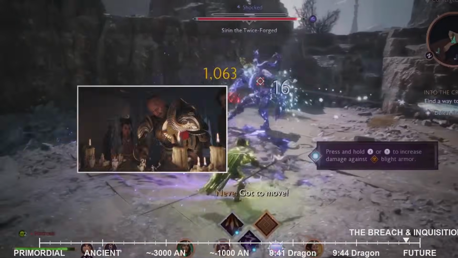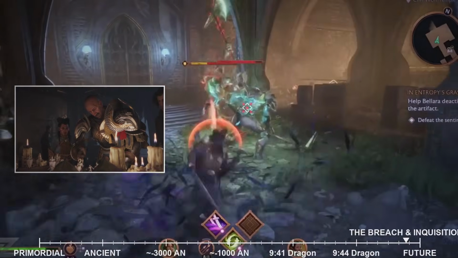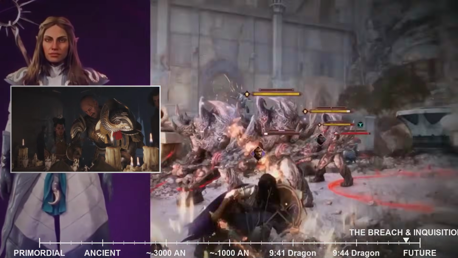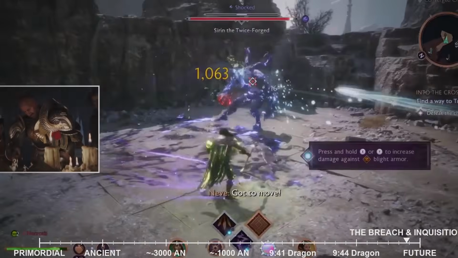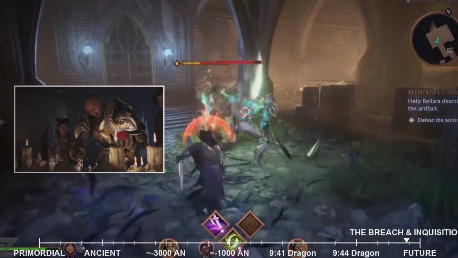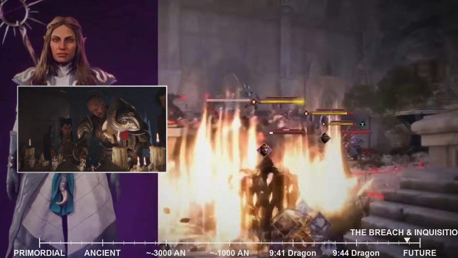This moment is imbued with a profound sense of loss and sacrifice. The Inquisitor, who bore the burden of the mark and used its power to save Thedas, is now left without it, a stark reminder of the cost of their heroism and the lingering consequences of Solas's actions.